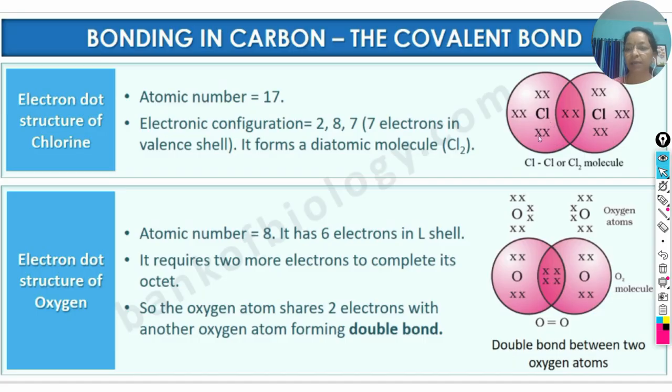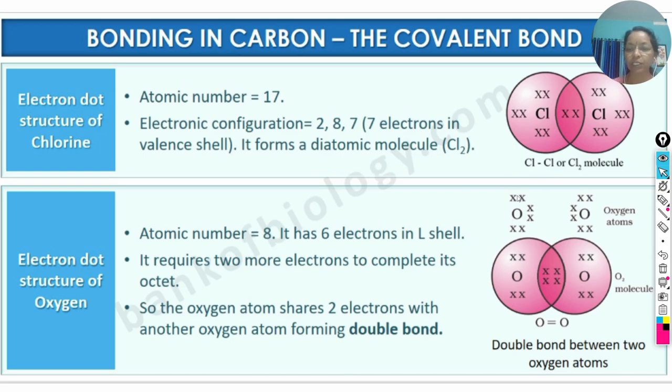See, this is what is happening. One chlorine and the other chlorine share one electron each, contributing 1 electron each, forming a single covalent bond. Cl forms a single covalent bond with Cl, forming the chlorine molecule. So it is a single covalent bond, a single line only.